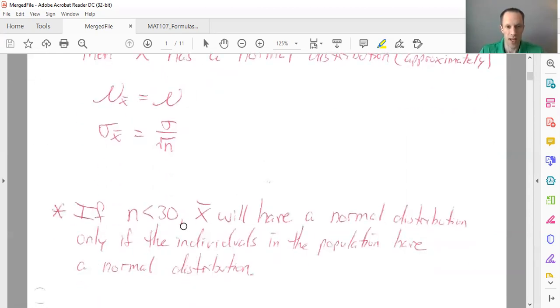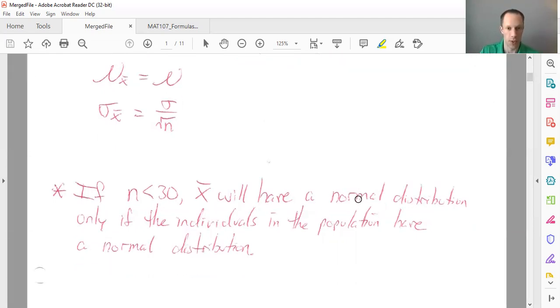Now, if the sample size is less than 30, the sample mean will still have a normal distribution, but only if the individuals in the population have a normal distribution. If the sample size is greater than or equal to 30, it doesn't matter how the individuals in the population are distributed, the sample mean will have the normal distribution. But when the sample size is less than 30, then you can only say that the sample mean has a normal distribution if the individuals in the population have a normal distribution.